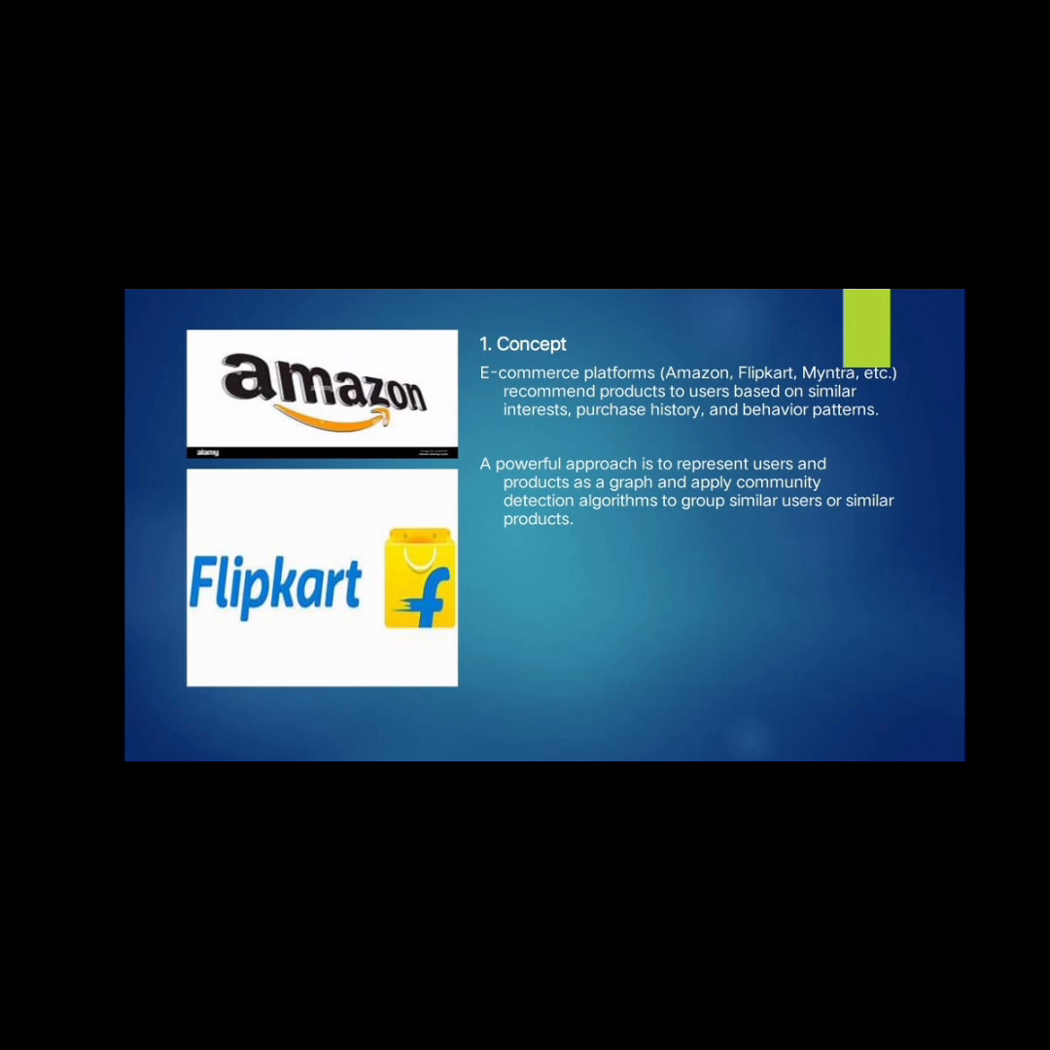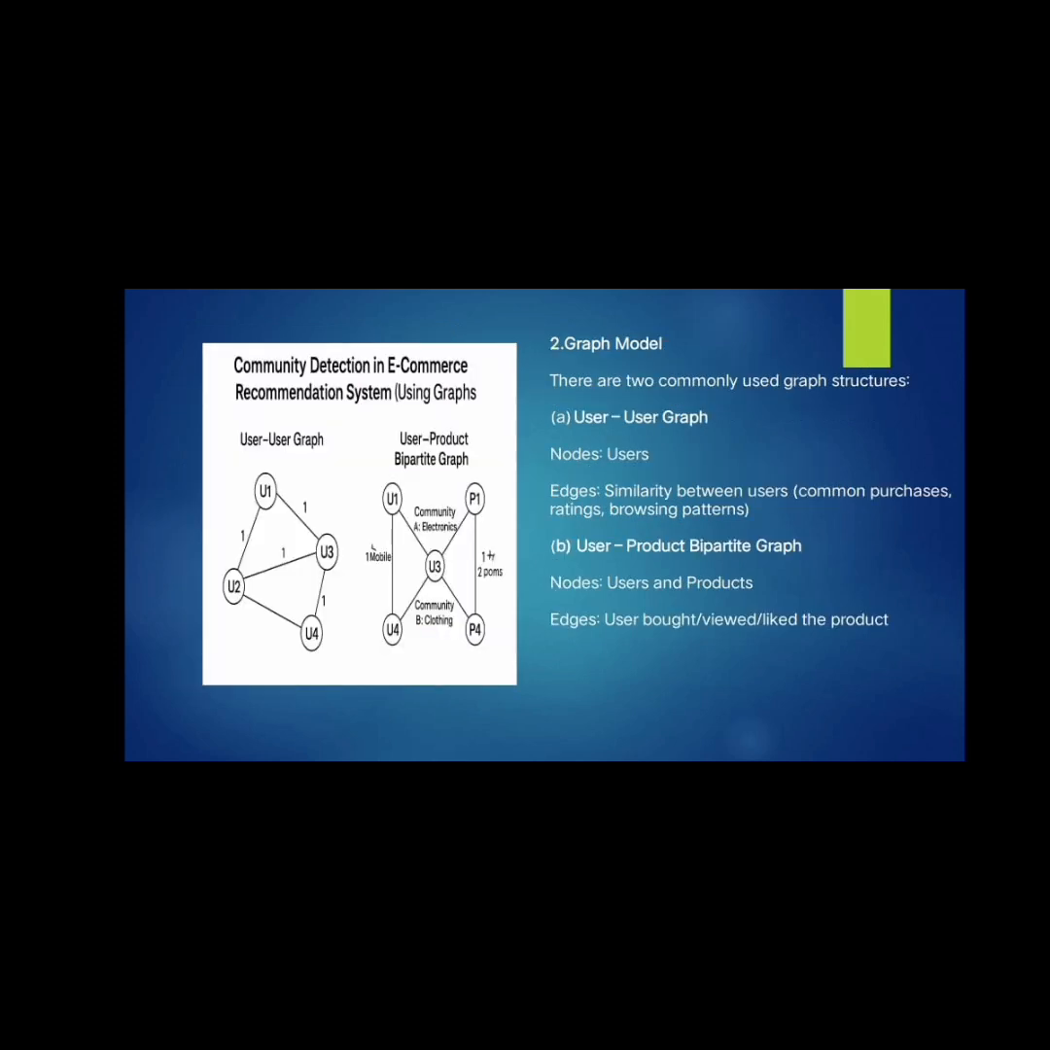Recommendation systems recommend products to the users based on similar interests, purchase history, and behavior patterns. A powerful approach is to represent users and products as a graph and apply a community detection algorithm to group similar users or similar products. Now we are going to see about the graph model.